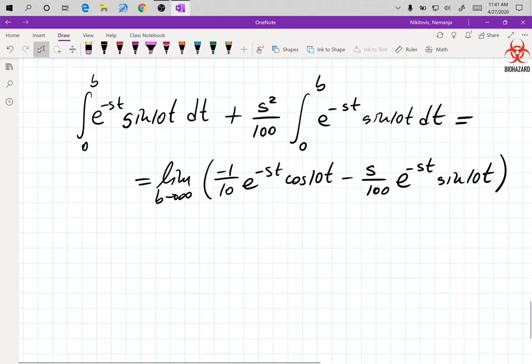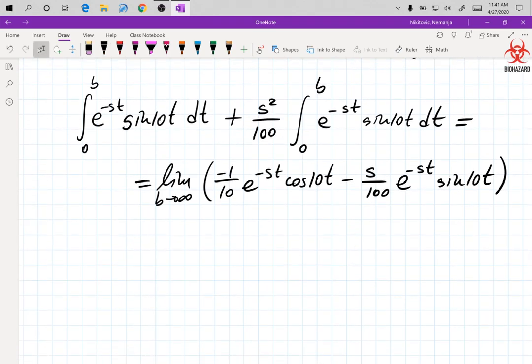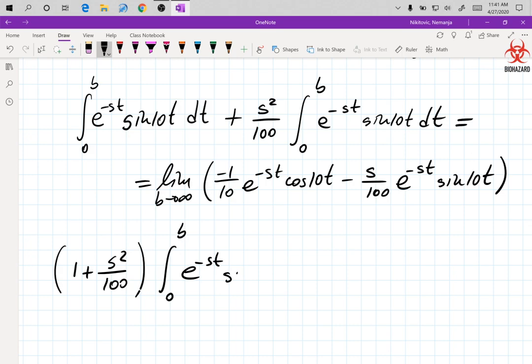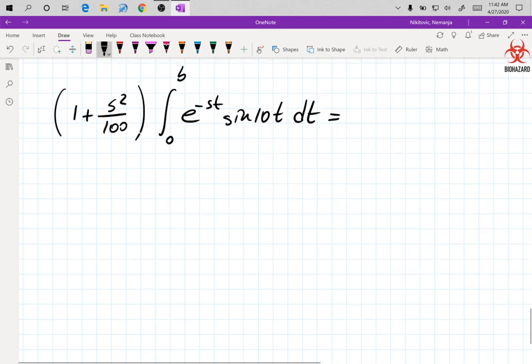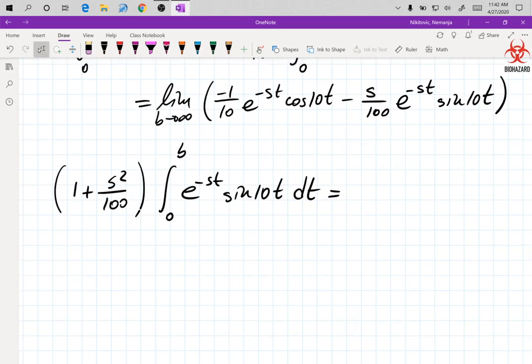So nothing else exists from before. That's it. This is what we're looking at. And dare I say clearly, you are supposed to add the two integrals on top, right? So when you factor out your integral, you get 1 plus s squared over 100 times the integral of your transform, which is what you're looking for, equal to the mess you see below.